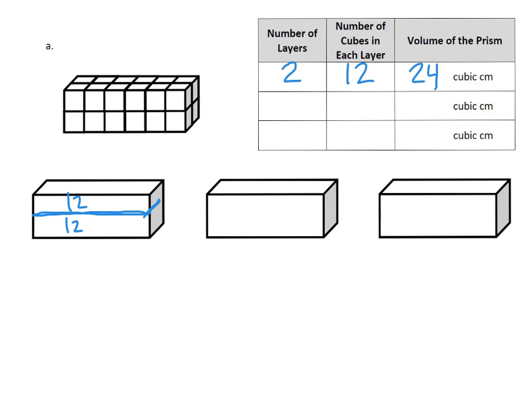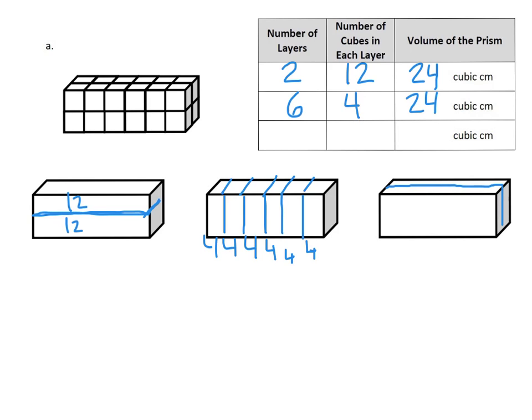A different way that I could break this up would be left to right. If I did that, this is what I would get right here. I would end up with 1, 2, 3, 4, 5, 6 slices. Each slice is comprised of 1, 2, 3, 4 blocks. So I have 4 in each of my layers. I have 6 layers of 4, 24 cubic centimeters. Notice it's the same. It's 24 cubic centimeters, no matter how you slice it.